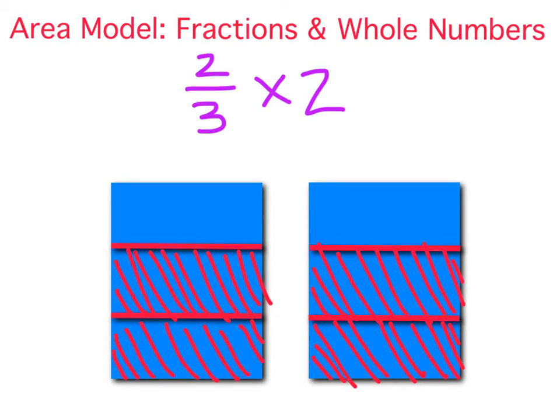In each rectangle there are 3 parts. 2 of them are shaded. In the 2 rectangles there are 4 shaded thirds altogether. This means that 2/3 times 2 equals 4/3, or, if we were to reduce this fraction to simplest terms, 1 1/3. You will practice this concept some more tomorrow in your math journal.